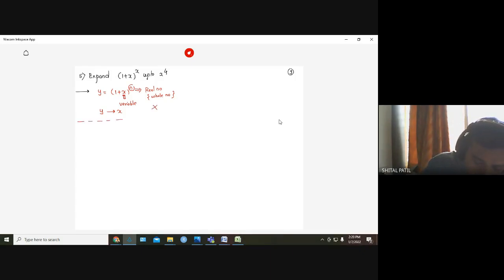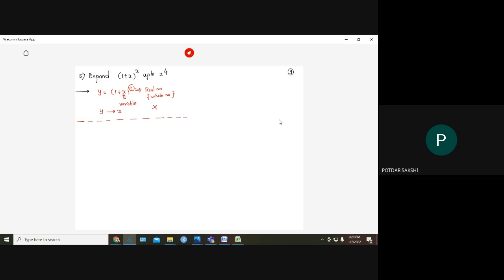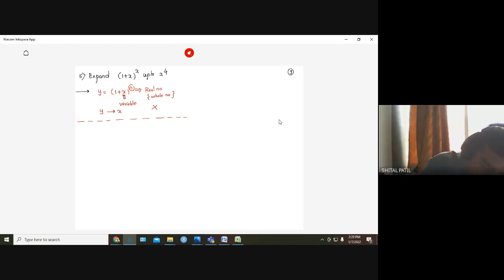What else we can do? Sir, taking log on both sides. Okay, so we can take log on both sides. Y equal to 1 plus x raised to x. Then write down taking log on both sides. I think you will understand it. So log of y equal to x log of 1 plus x. Now expansion of log 1 plus x is known to us. Use that. X minus x square by 2 plus x cube divided by 3 minus x raised to 4 by 4 and so on.